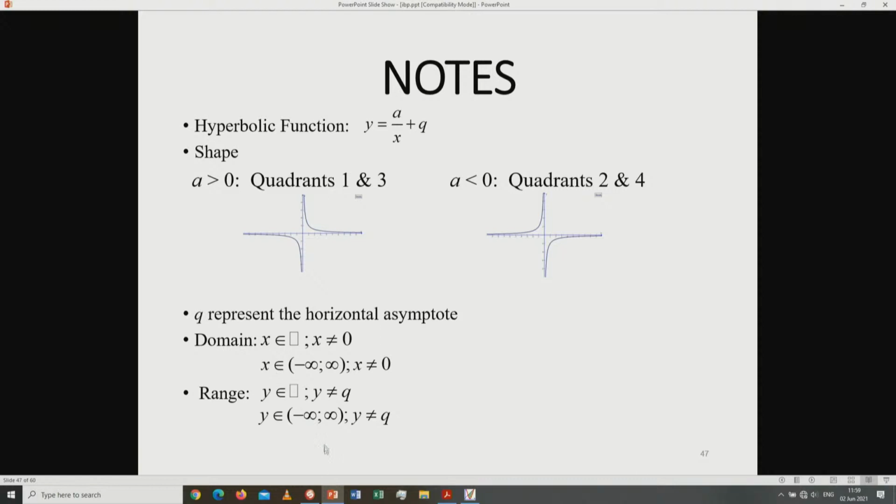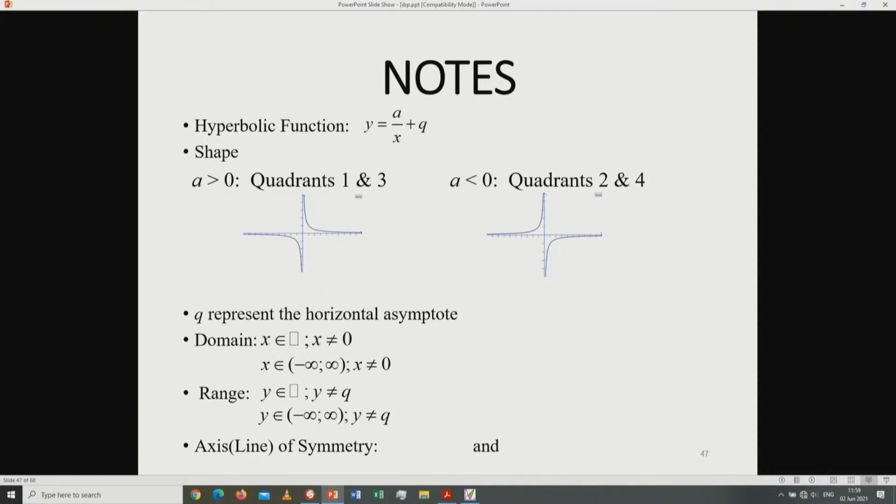Grade 10s, you use one of the two. You can go with y is an element of the real numbers, y cannot be q, or you can use y is an element of negative infinity to positive infinity, then y cannot be q. That is what you can use when you determine the domain of the function as well as the range. Right, the other one then is the axis of symmetry.